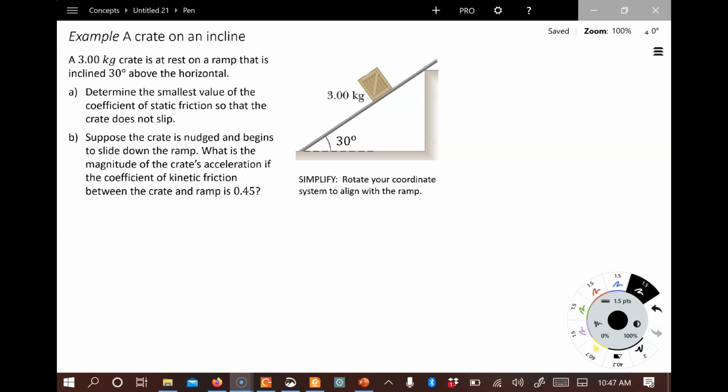Alright, so part A and part B are two different scenarios. In part A, the crate is at rest on the ramp. Part B, it's given a slight push and begins to accelerate down the ramp. So let's look at part A.